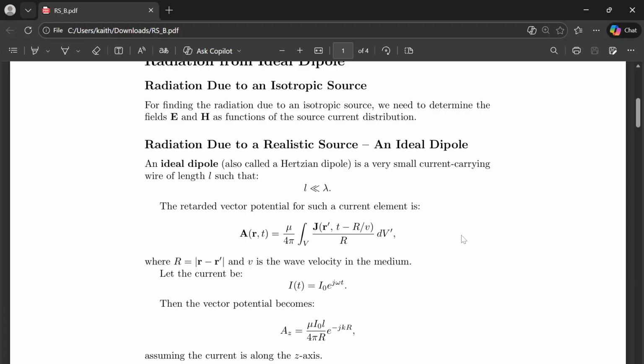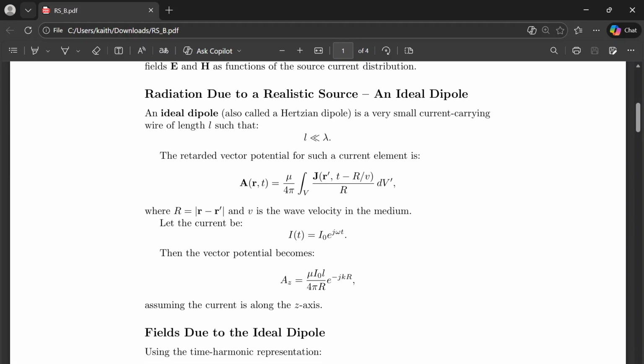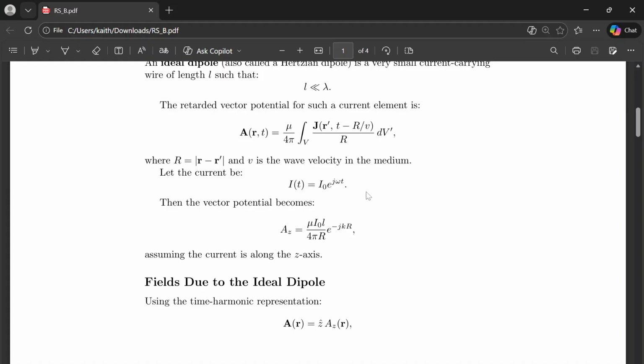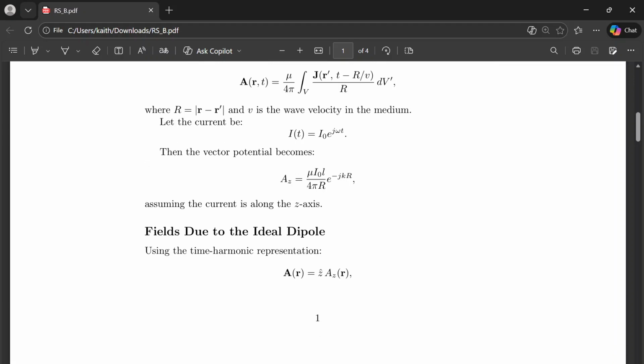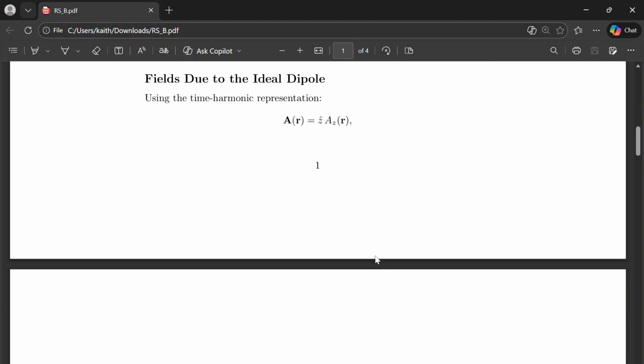You can find it. So this is the formula for the vector magnetic potential, and we know that R is mod R minus R dash, and v is the wave velocity in the present medium. So let us assume the current distribution to be typically of this form, and its direction is along the unit vector in the z-axis. Now the vector magnetic potential, when we simplify, we get the magnitude as this, and the direction will be the same. That is, it points along the z-axis. We can write it as the magnitude multiplied by the unit vector along the z-axis.